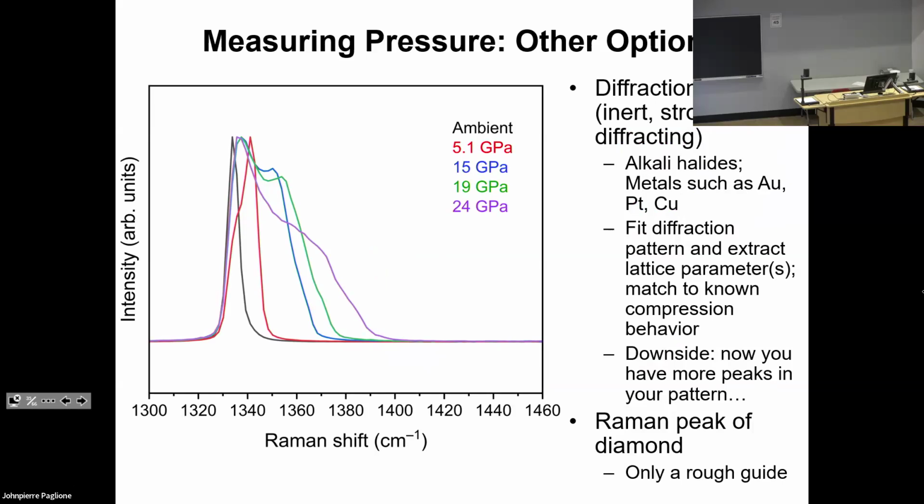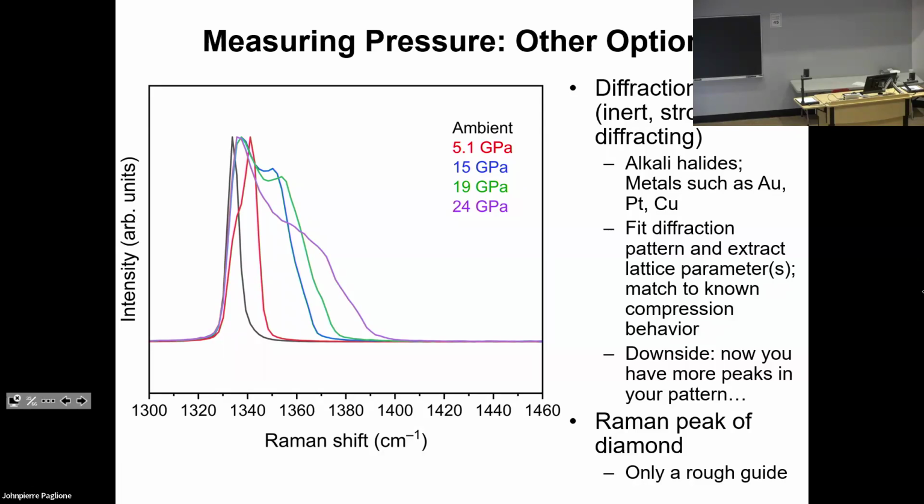You can measure pressure in other ways as well. I don't really have time to focus too much on this, but of course you can include a diffraction standard, something like platinum or copper metal. Those equations of state are well known, and therefore you fit exactly where those peaks are and figure out what the pressure in your sample is. You can even sometimes use alkali halides. There can be issues with those; for instance, potassium bromide also has a phase transition between about 2 and 3 gigapascals. But it has very sharp, nice peaks, and its behavior under pressure is very well known. You might want to use that because it's transparent, so good for some spectroscopies.